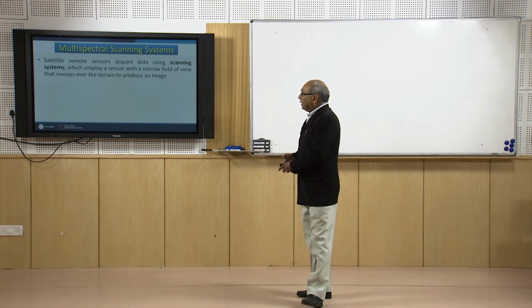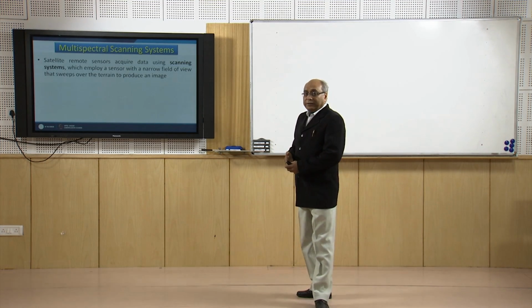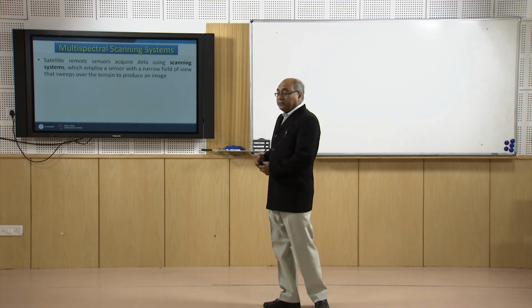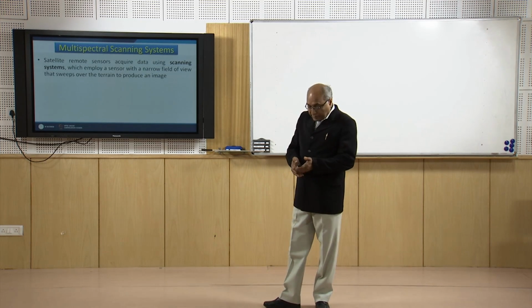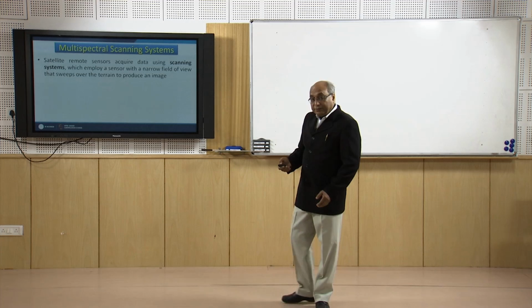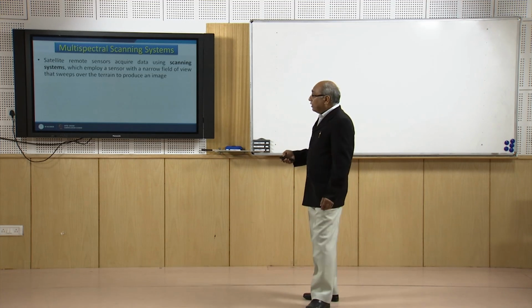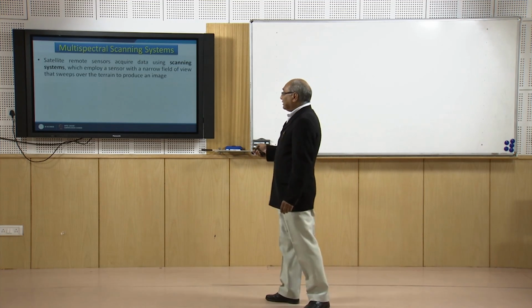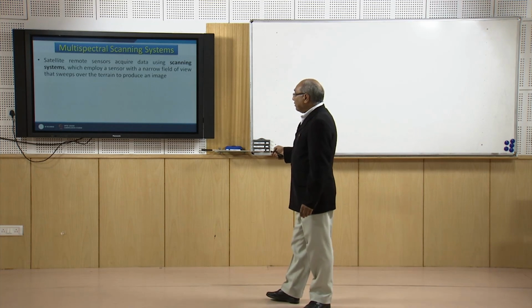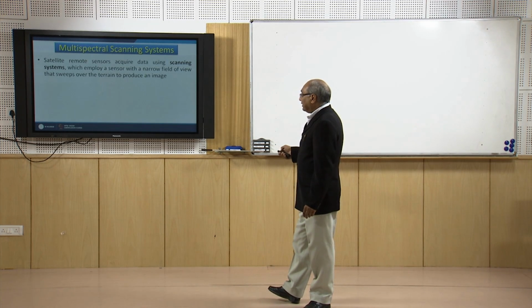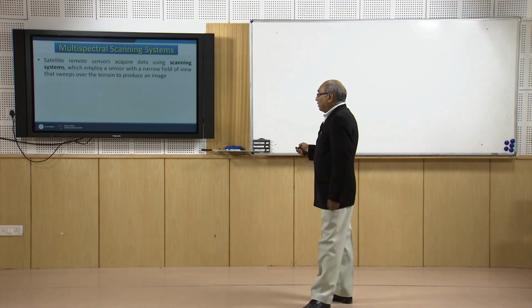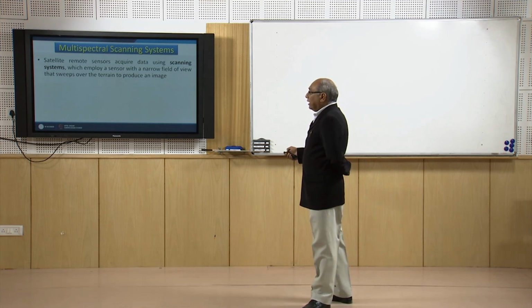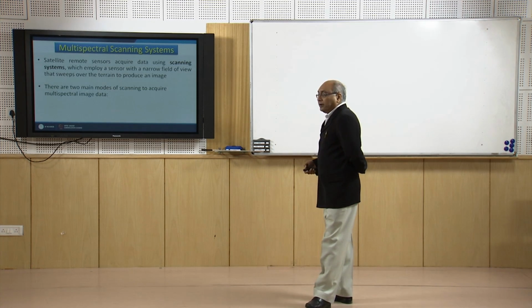Now there are multispectral scanners or sensor systems. We started with the MSS multispectral scanner with Landsat 1. So these scanning systems are employed or put on a satellite, and they cover a narrow field of view and sweep over a terrain to produce an image.